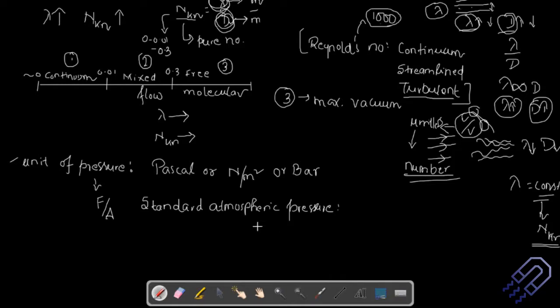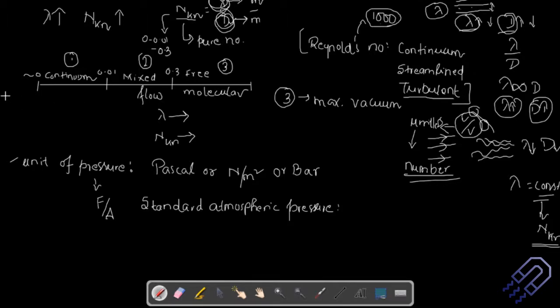Sir, can you explain the graph which shows continuum flow and molecular flow? This one, this graph. Yes, sir. Yeah, so this is basically not a graph. This is just a scale to show you the representation of the continuum state, mixed flow state, and molecular state.